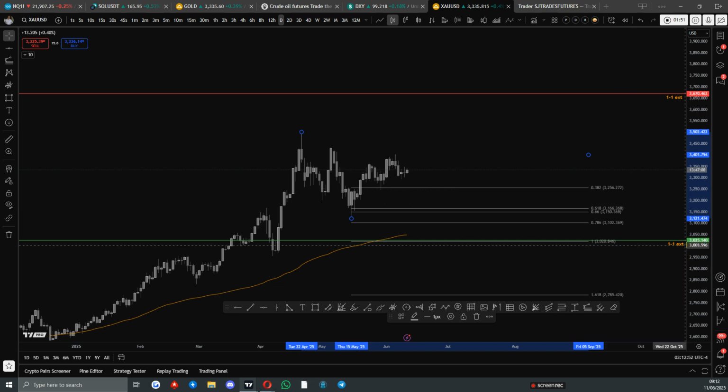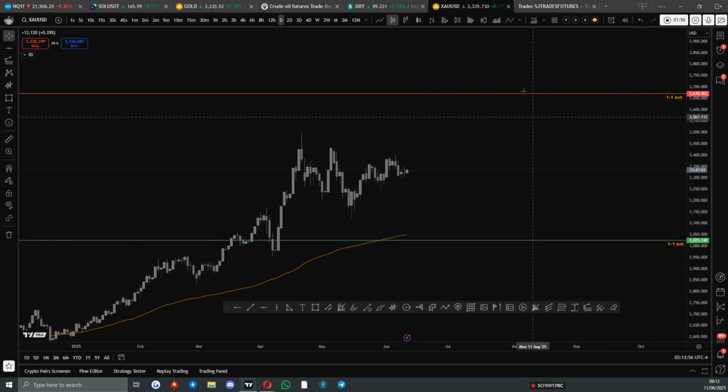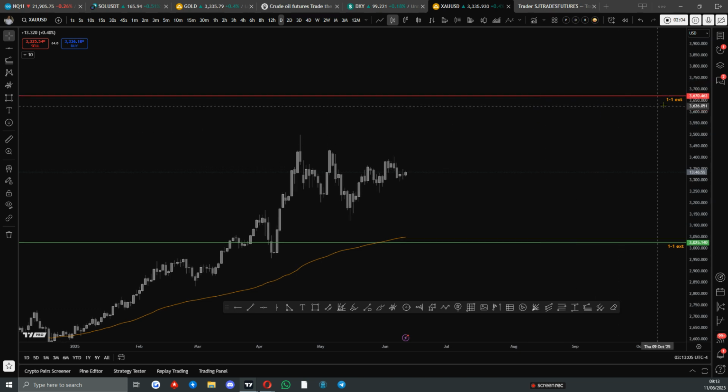So I've marked here the one-to-one extension in green, and I've done vice versa. I've also done the same pull to the upside, and on the upside it came in at 3,666, and thus we've put a red line up here too. I say 66, it was round about there, so 3,670, we're not far out.